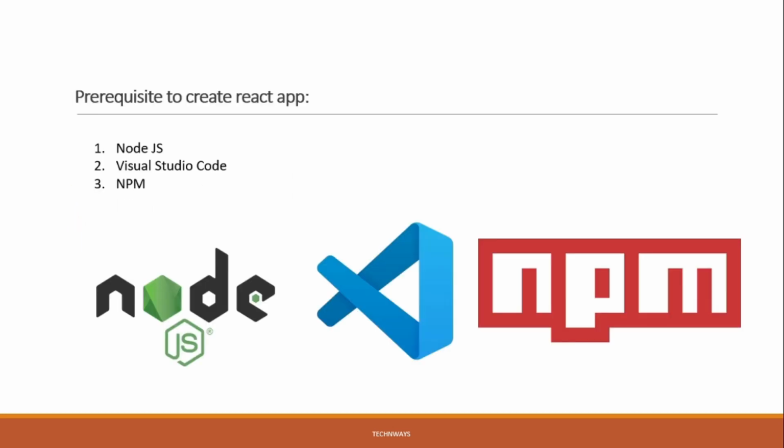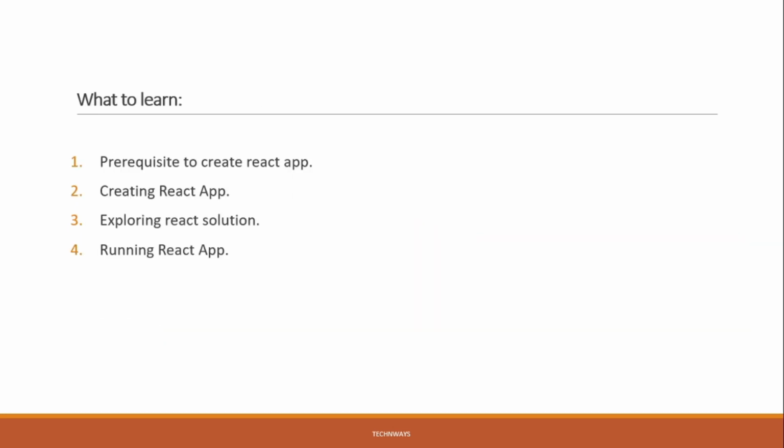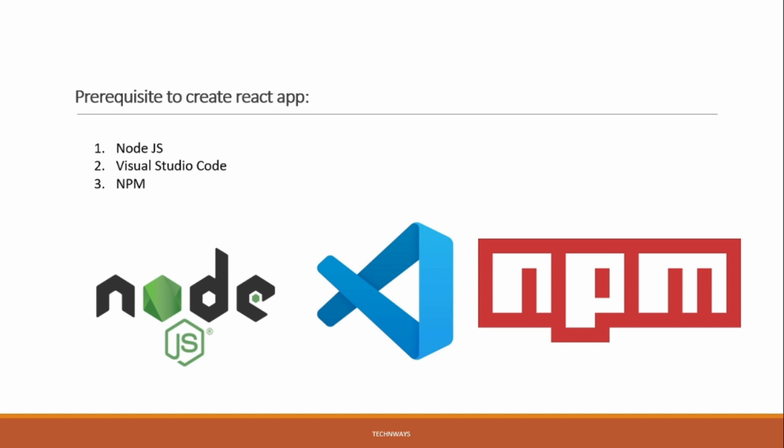We will be seeing how we can create a new application for React. In this video, firstly the prerequisites for creating the application. We will create one new React application and explore the solution, see what application files we get after it is created, and see the demo for that application. The basic things we require are Node.js, Visual Studio Code, and npm. I already have them installed in my system.